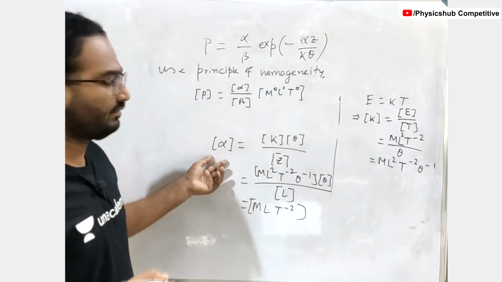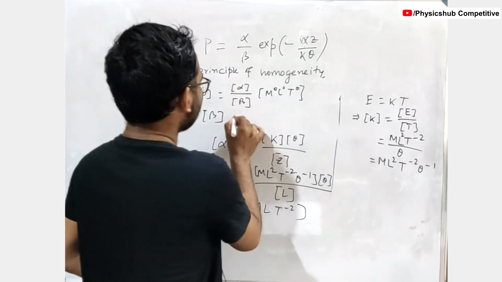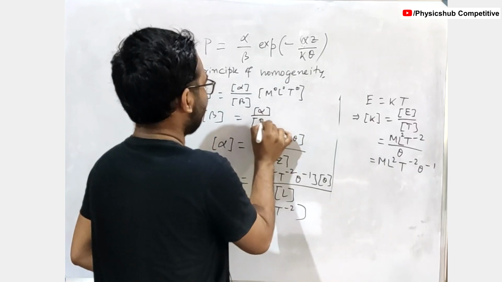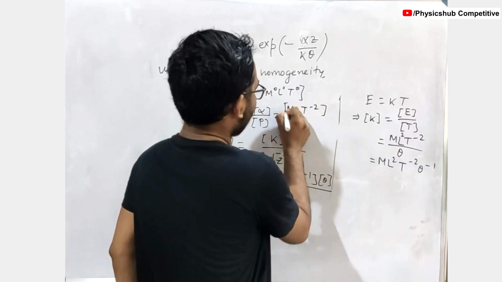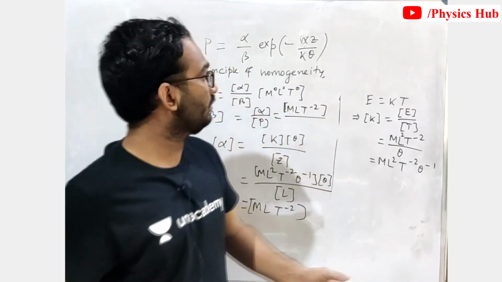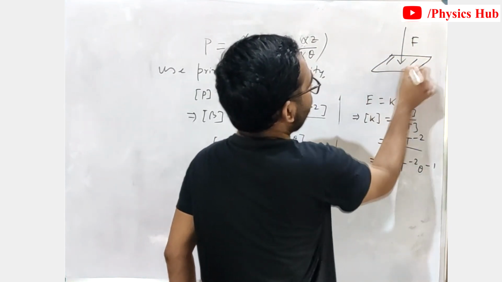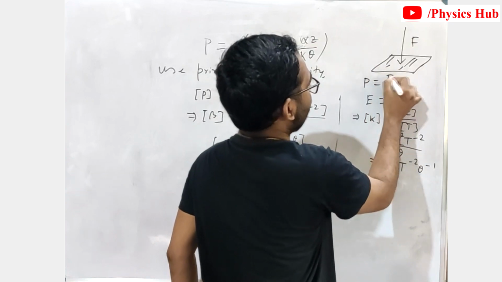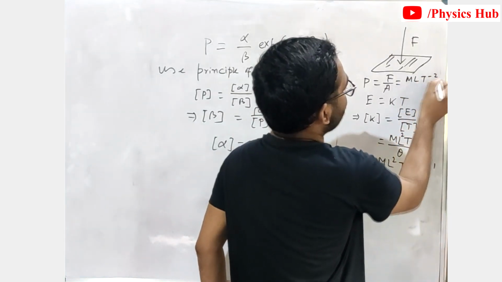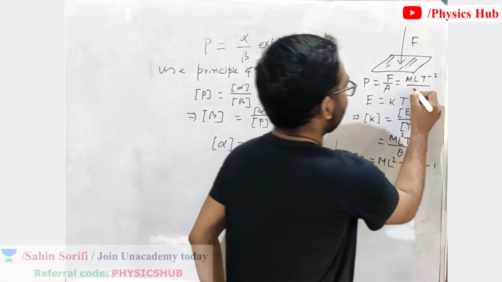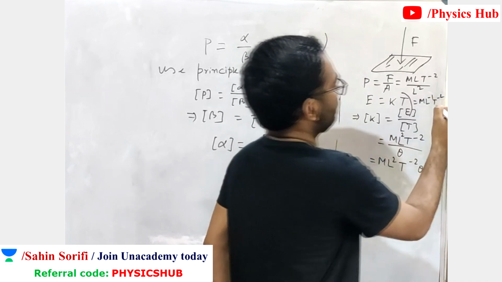Now we have evaluated the dimension of alpha, so we have to determine the dimension of beta. The dimension of beta equals dimension of alpha divided by dimension of P. Dimension of alpha is M L T to the power minus 2. Now dimension of pressure: pressure is force per unit area. Dimension of force is M L T to the power minus 2, dimension of area is L square. So it becomes M L to the power minus 1 T to the power minus 2.